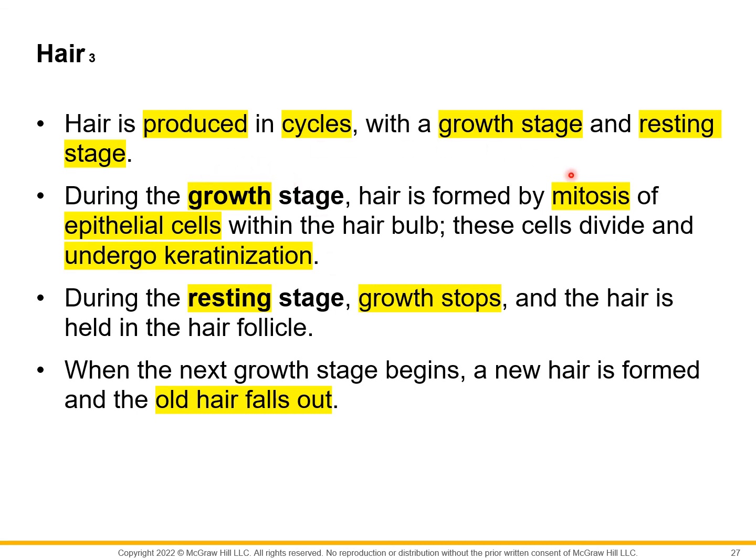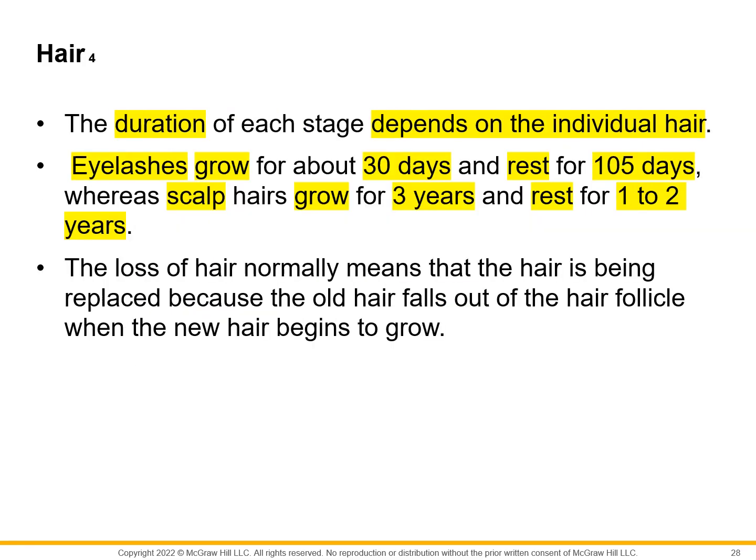Magmamitosis yung mga epithelial cells, and then they would be reinforced with keratin. Next naman po is the resting stage. As the name implies, the growth would stop. Now, depending on the type of hair or where specifically the hair could be found, nag-iiba-iba rin po yung growth and resting stages nila. So, for example, we're talking about the eyelashes. They're capable of growing for 30 days, and then they would stop or rest for about 105 days.